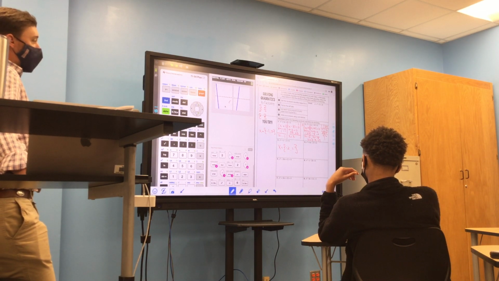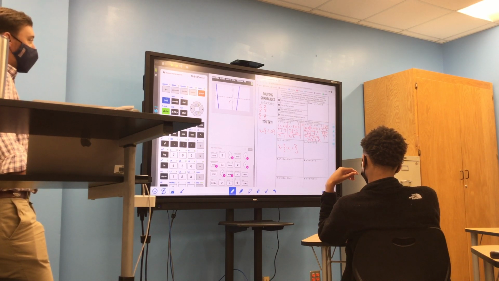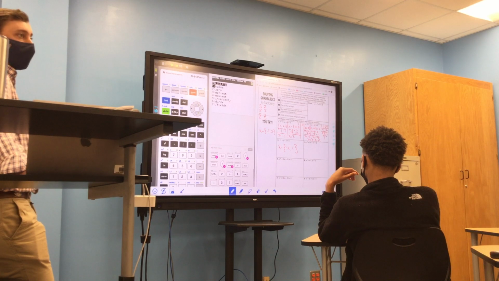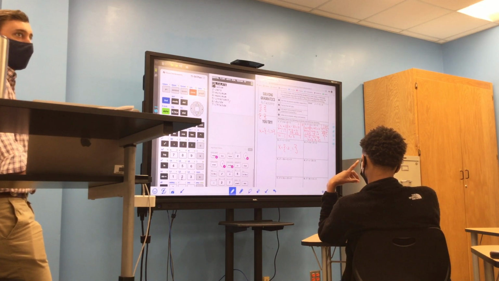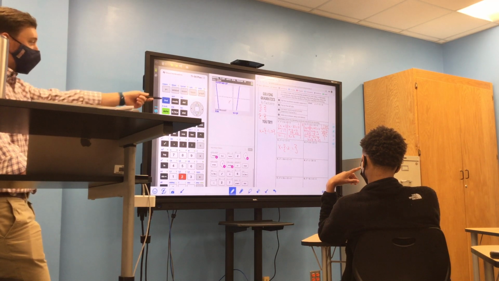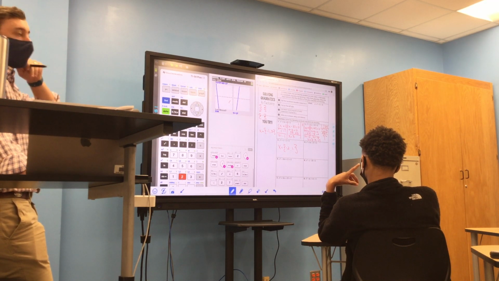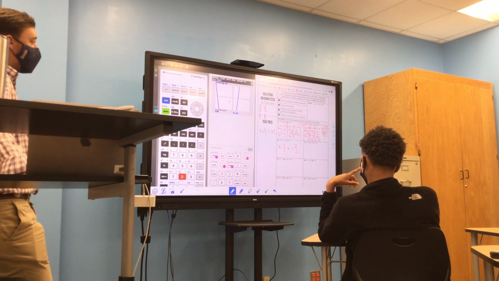So this is what your graph should look like. Now from here, I'm pressing second trace to pull up calculate, and then I'm pressing 2 because I'm looking for the 0. How many spots does this cross the x-axis? 2, right? So I have to do this 2 times.